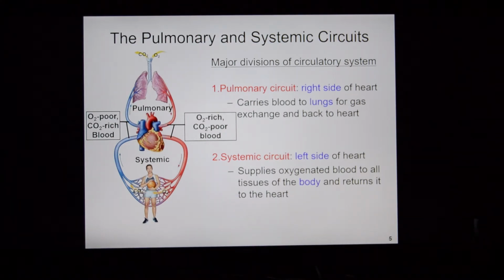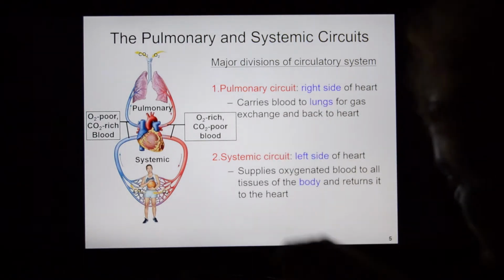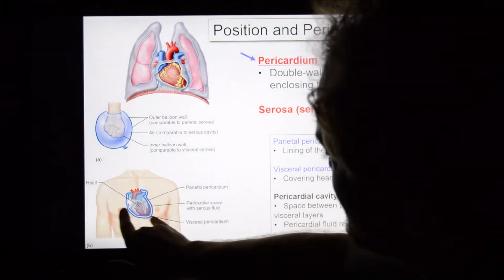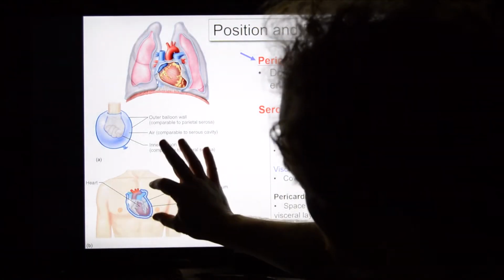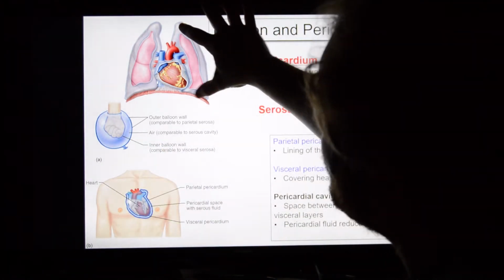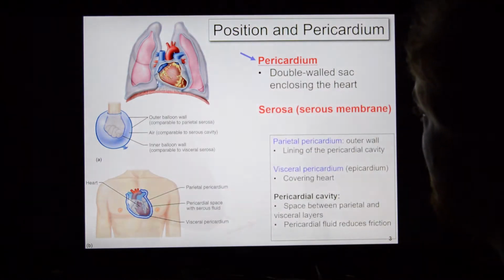Knowing that the right side of the heart pumps blood only to the lungs, you need to consider that if this is the heart, the lungs are right there and right there. Literally, right beside it. Look up here, right on top of the heart. The heart is literally encapsulated by the lungs.